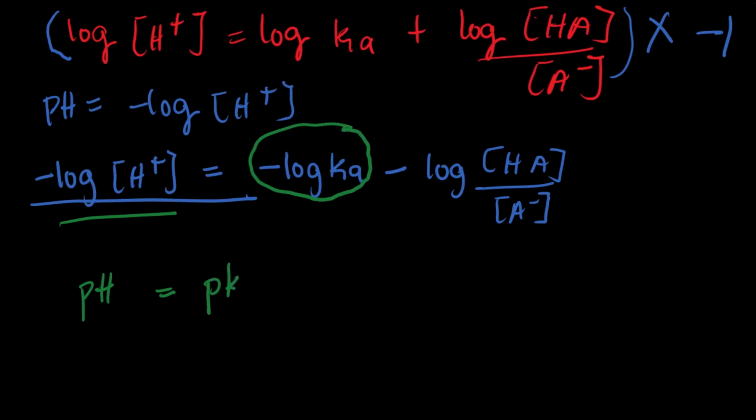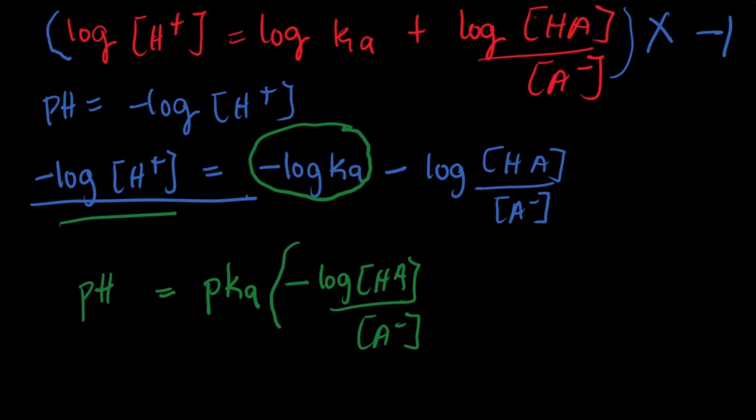Remember, negative logarithm to the base 10 of Ka is the pKa value. So pKa, now we have minus the logarithm of the concentration of acid over the concentration of the base. Now let's consider this expression as it is.